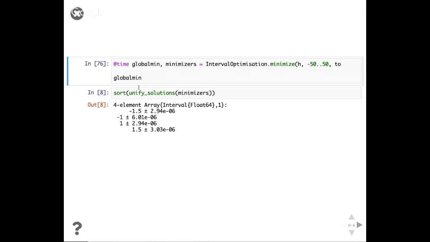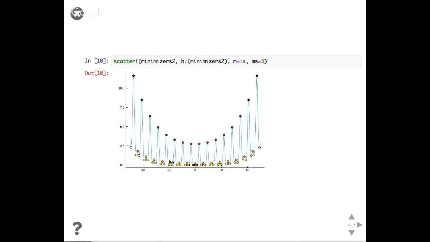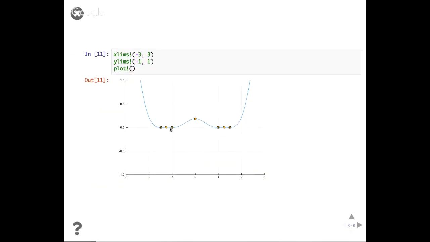Those are intervals, and I'm going to plot those. And you should be able to see some crosses here. Probably you can't see that, so here's a zoom. And here are the crosses right on all the global minimizers. OK, so that's the kind of thing we can do with our software. So I'm going to explain how that works.